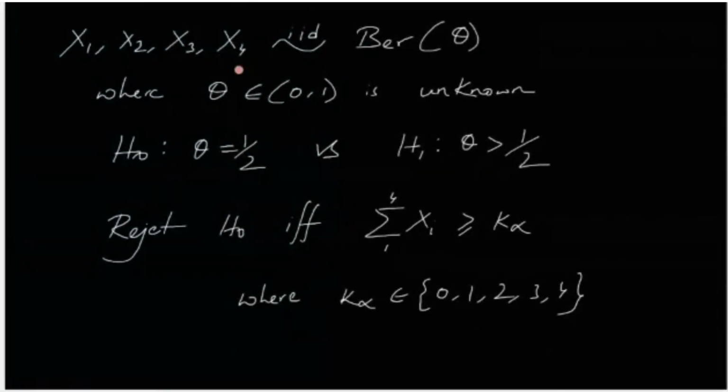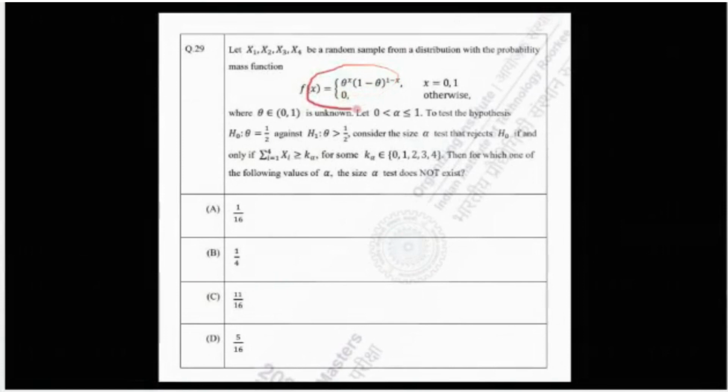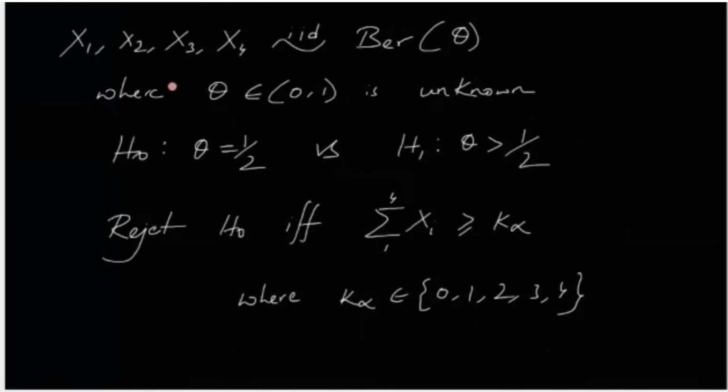So it is given that X1 through X4 follow IID Bernoulli(theta), because this PMF is nothing but the PMF of a Bernoulli distribution with parameter theta, where theta belongs to the open interval (0, 1) and is unknown. To test H naught versus H1, we reject H naught if and only if the summation of Xi, that means the sum of the values, is greater than or equal to k alpha, where k alpha belongs to this set. Basically, we check each of the five values in the set {0, 1, 2, 3, 4}. For each of the values, we try to find the corresponding value of alpha.